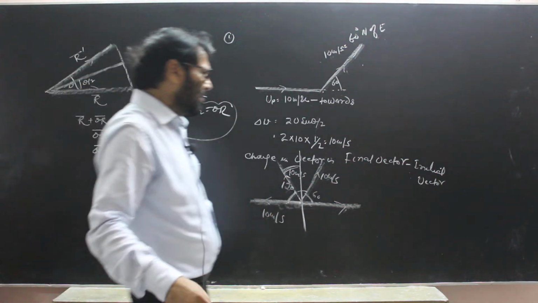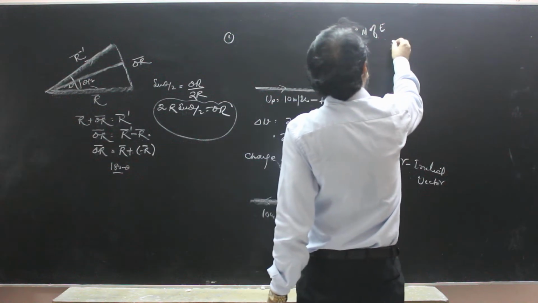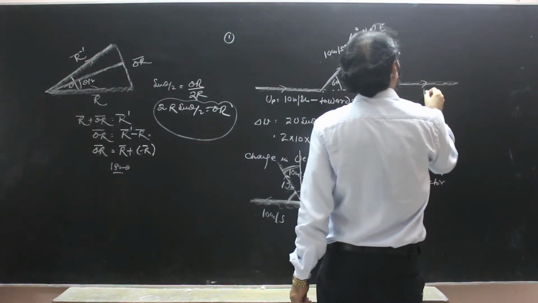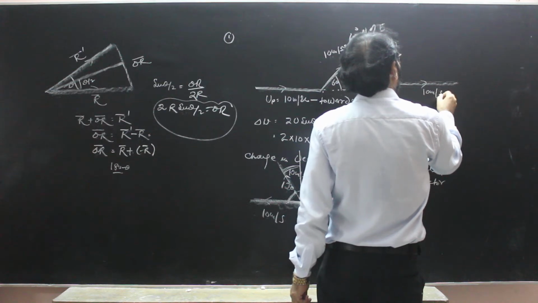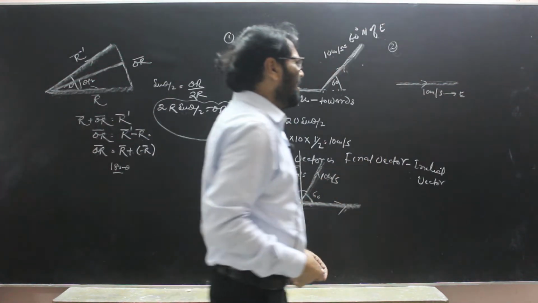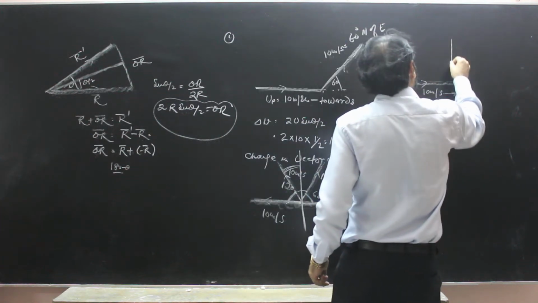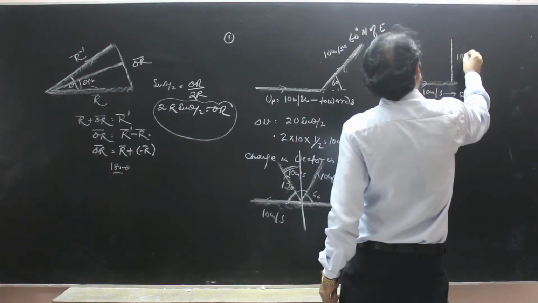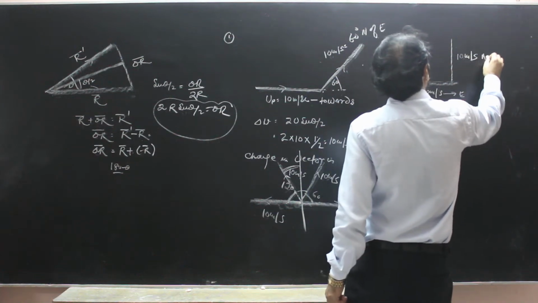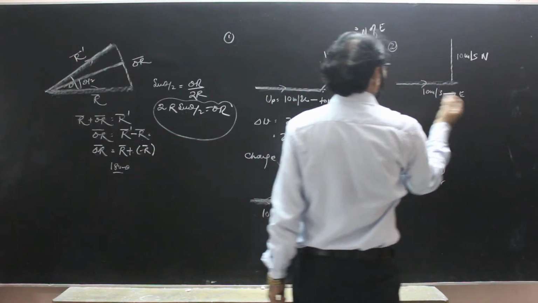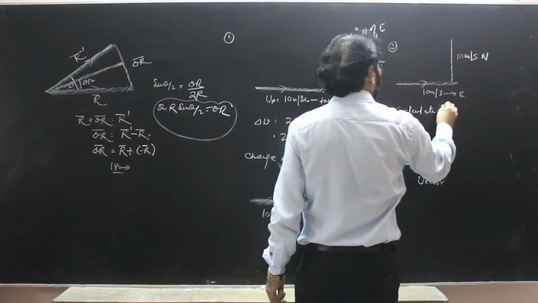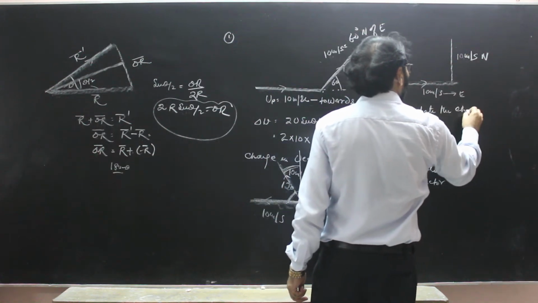In the similar fashion, the second problem: if a particle is moving with a velocity of 10 meter per second towards east, after certain time it changes its velocity and again it is moving with a velocity of 10 meter per second towards north. Calculate the change in velocity.